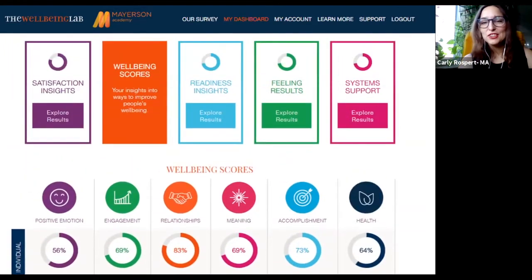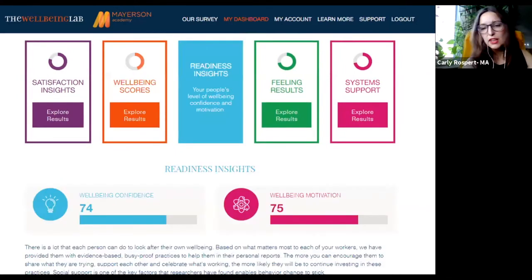Okay. Let's move to the next section within the results summary, which is the readiness insights. And this might look familiar to you. The readiness insights are really around your organization's well-being confidence and well-being motivation. And if you remember well-being confidence, which has changed slightly in more recent versions to well-being ability, that's employees' confidence that they have the knowledge and skills to be able to improve their well-being, should they choose to. And well-being motivation is really just people's motivation to actually improve their well-being.